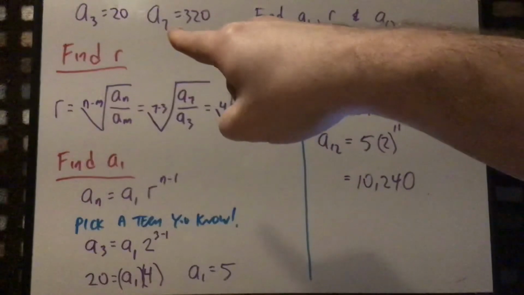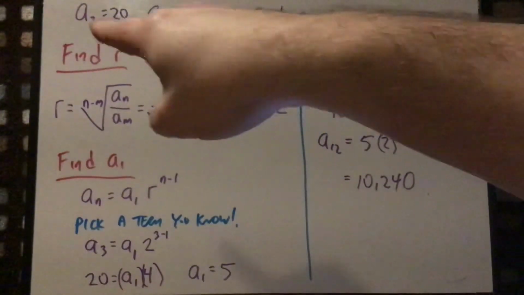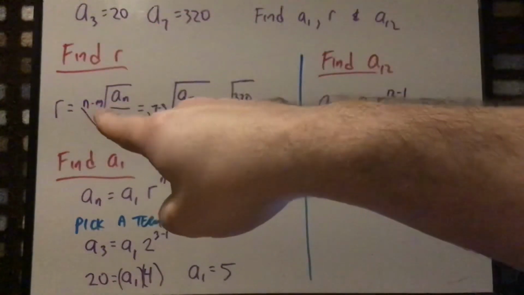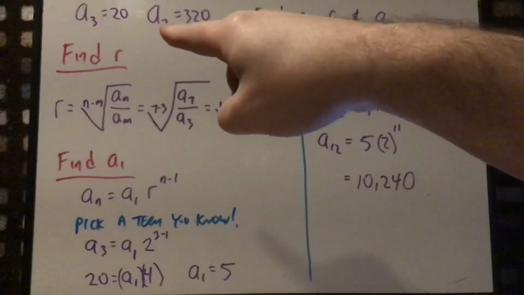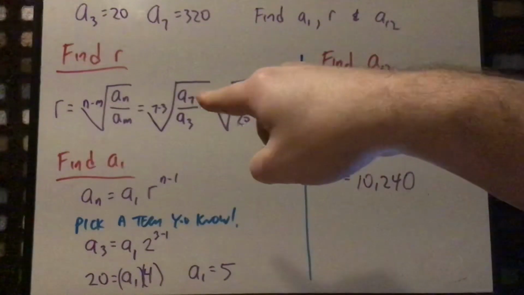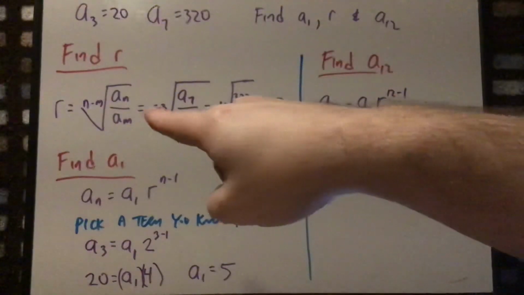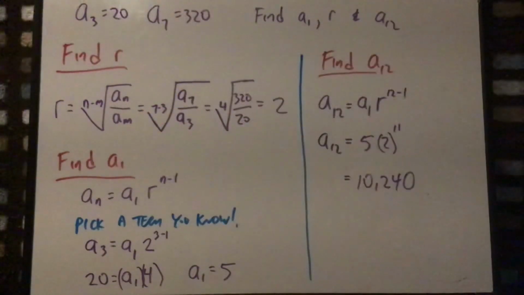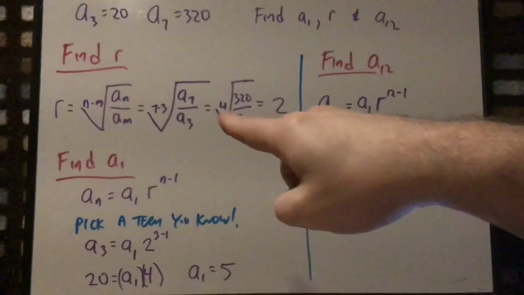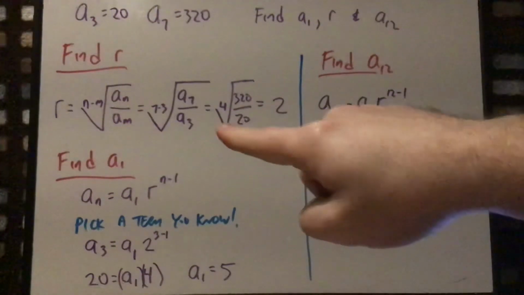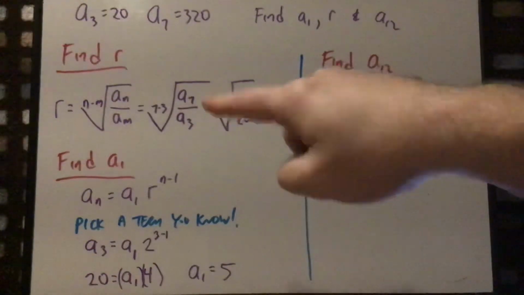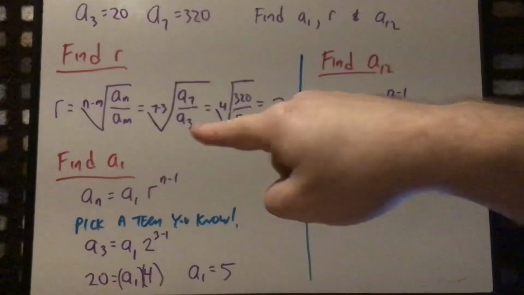I'm going to pick the n to be the bigger one, the m to be the smaller one. That way this doesn't come out negative. So I'm going to plug in a sub 7 and a sub 3, which means the numbers in here are going to be 7 minus 3. 7 minus 3 is 4, so I need to take a 4th root. I need to take a 4th root of what? Well, I need to take a 4th root of 320 divided by 20.